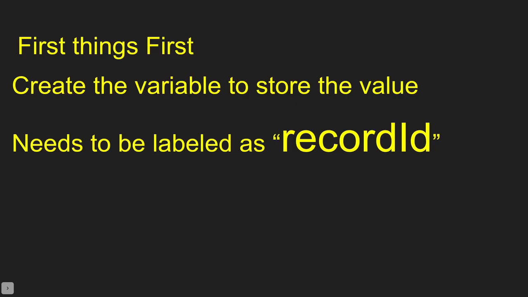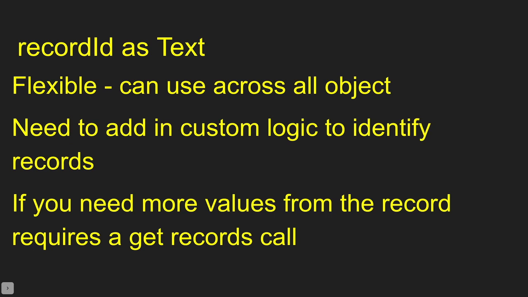All right, so there are two ways we can do that. We need to first create the variable to store the value. We'd like to label that as record ID. The first way you can create that record variable is as text. The nice thing about text is that it's flexible. It can be used across all objects. So if we create that screen flow and we put it on multiple objects, we can gather different record IDs from different types of objects and just do some decision logic within the flow to figure out which one it is and do what we need to do with that.